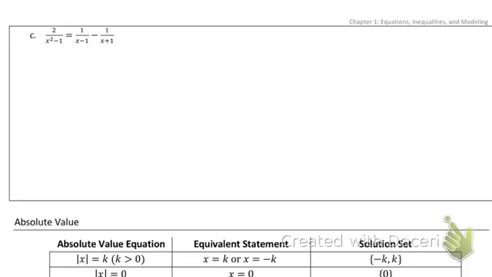All right, our next one. We are going to note something at the top because there's a key to solving this problem. Note: x squared minus 1 is actually a difference of squares, where x squared minus 1 squared is going to equal x plus 1 times x minus 1.